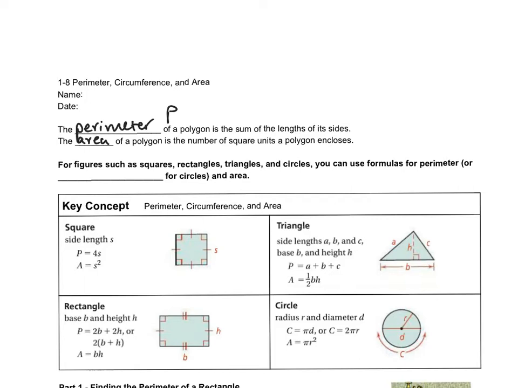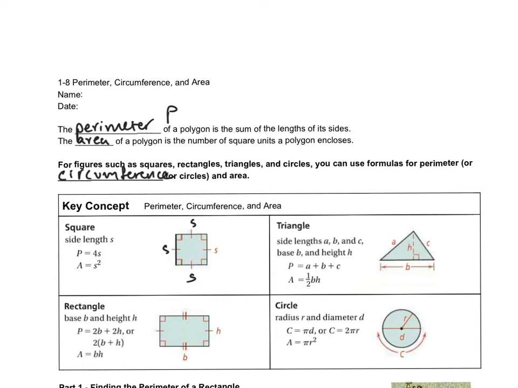For figures such as squares, rectangles, triangles, and circles, you can use formulas for perimeter, or circumference for circles, and area. So if we wanted to find the perimeter of a square, all squares have sides of the same length, so you could either multiply that one side by 4 or just add all the s's together. And to find the area, it's the side squared.